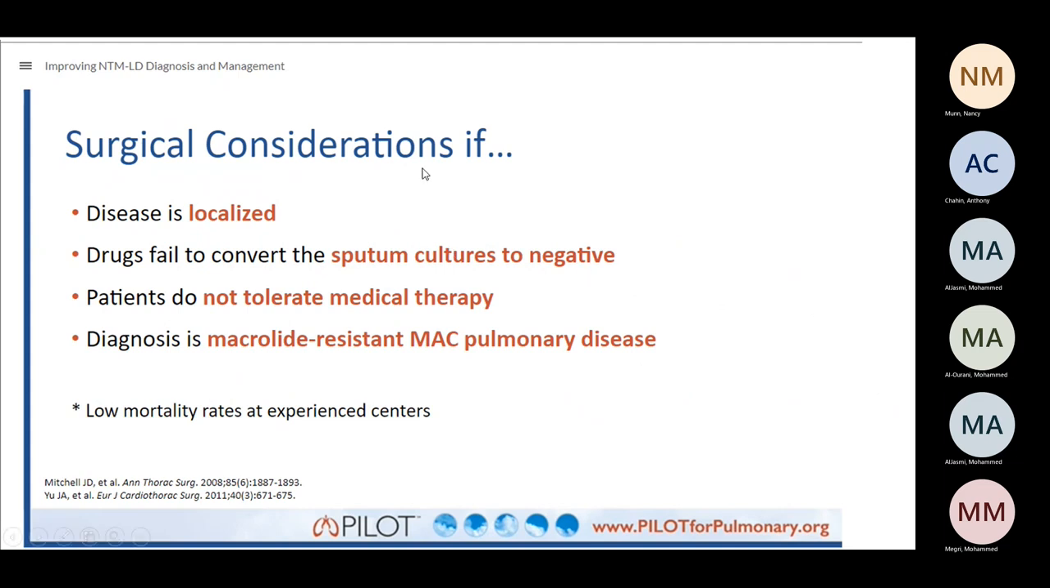Surgery, there was a question. First, the disease has to be localized. You can't go on and take multiple lobes from the lungs. The patient has been treated and failed to achieve negative cultures. Of course, patients should be medically fit to go for the procedure, and the patients have macrolide-resistant disease. Again, this is usually done in a few special centers.